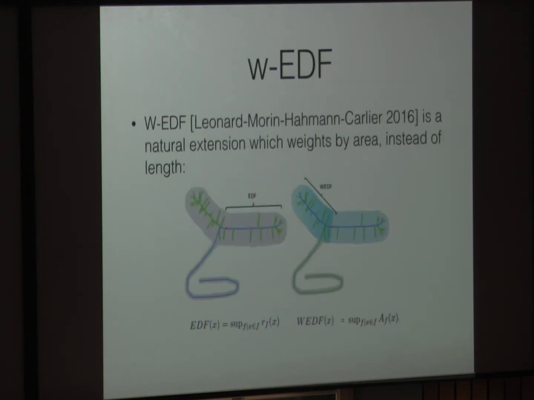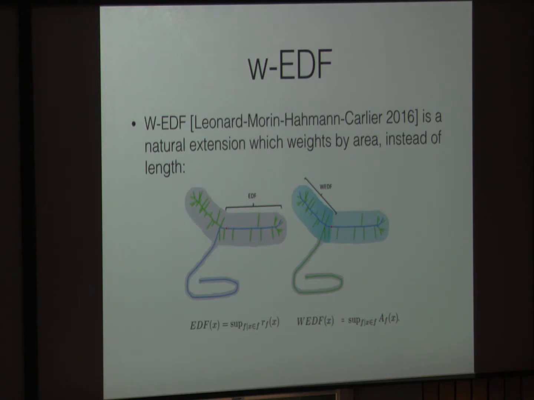So they generalized. Instead of EDF, they went with weighted EDF, where they didn't talk about length. They did the natural thing and talked about area. So now the left trunk is going to be the long snaky tube, because the long snaky tube has very small area. It's kind of a natural extension.